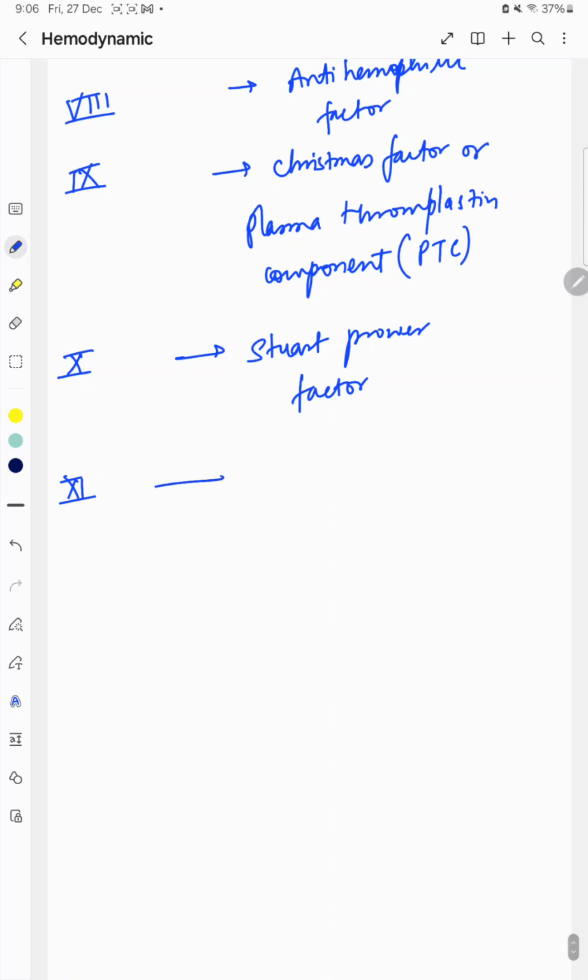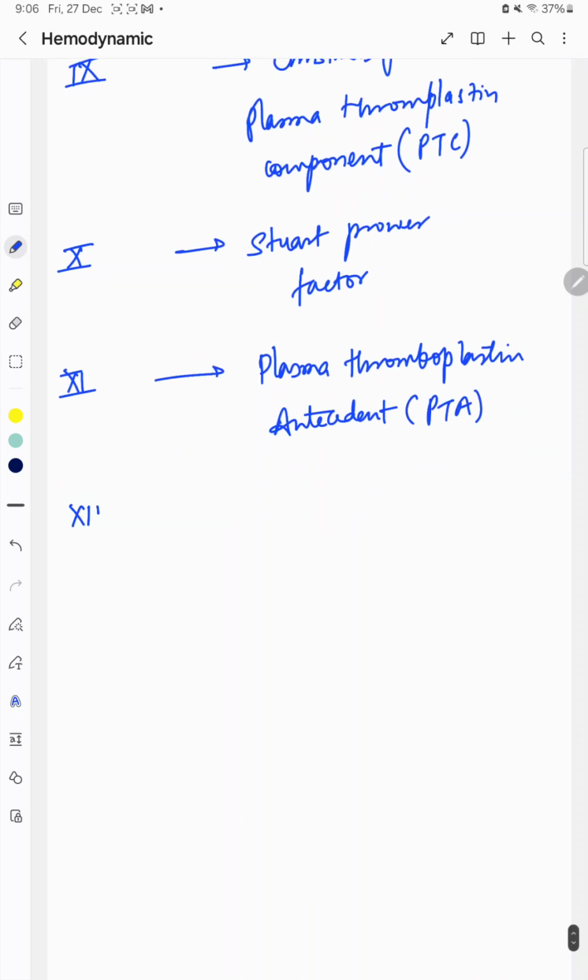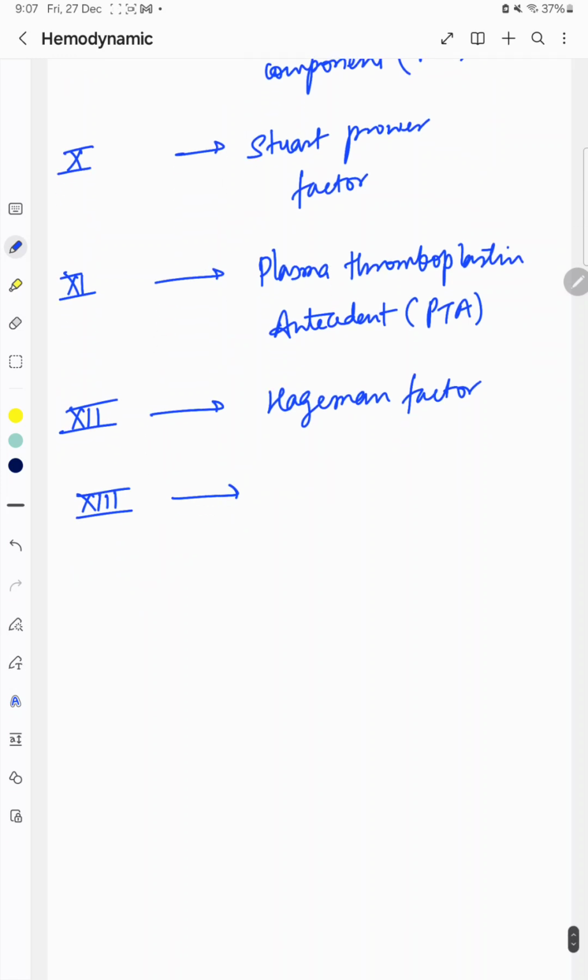Factor 11 is known as plasma thromboplastin antecedent, PTA. Factor 12 is known as Hageman factor. Factor 13 is known as fibrin stabilizing factor.